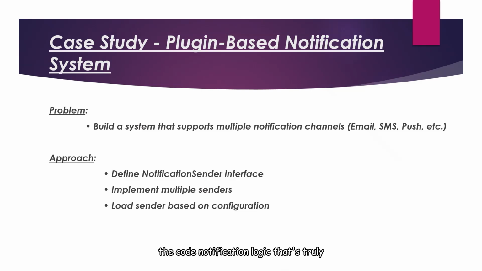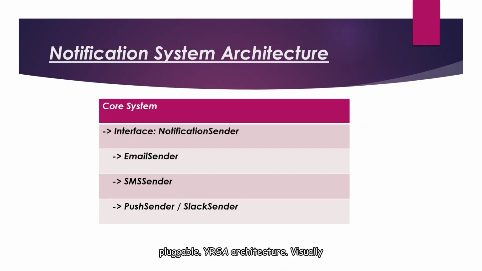That's truly pluggable. Here's the architecture visually. At the top, we have our core notification service. It does not know anything about email, SMS, push, or Slack specifics. It only knows about the notification sender interface. Underneath, each sender is an independent plugin that can be developed, tested, and deployed separately. This loose coupling and strict separation make the system highly extensible, scalable, and resilient to change.